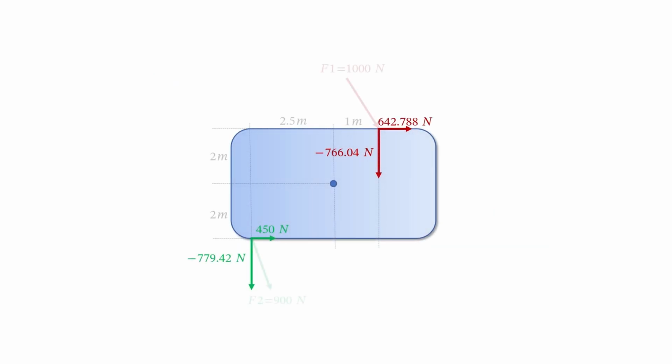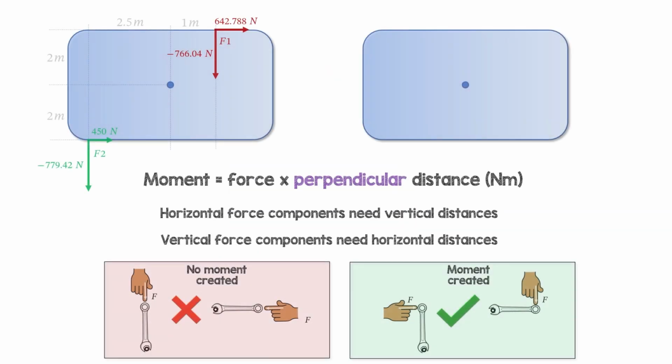So now we've done the resolving of forces, we can try and work out what the moments are. It's very important to note that the moment caused by a force is the force times the perpendicular distance, and it's in Newton meters. So horizontal force components need to be multiplied by vertical distances, and vertical force components need to be multiplied by horizontal distances, otherwise no moments occur. So we take each of these components of F1 and F2 and multiply them by the distance at which they act.